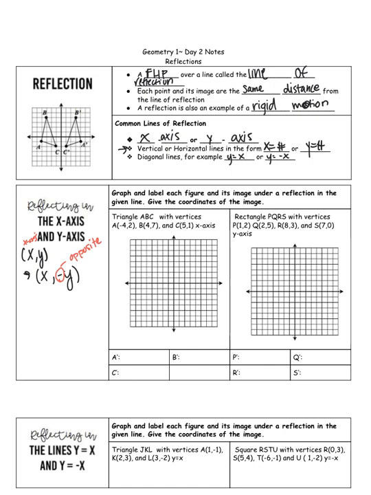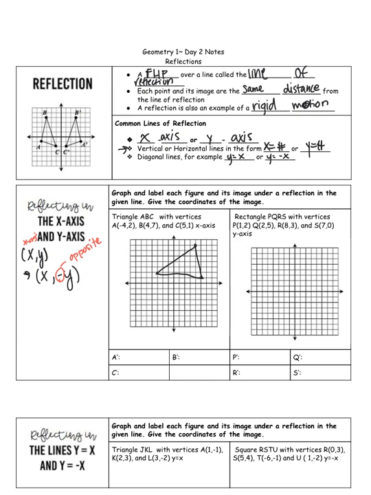So this first one, we have a triangle ABC with the vertices negative 4, 2, 4, 7, and 2, 3, 4, 5, 1. So first let's plot that. Negative 4, 2, 4, 7, 2, 3, 4, and 5, 1. Okay, so that's our triangle. Okay, and then we're going to reflect it over the x-axis.